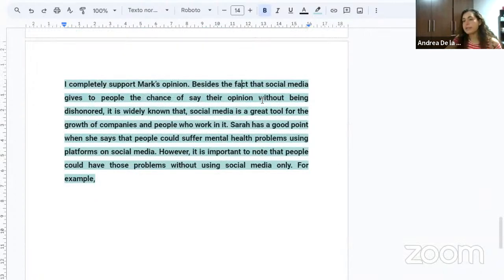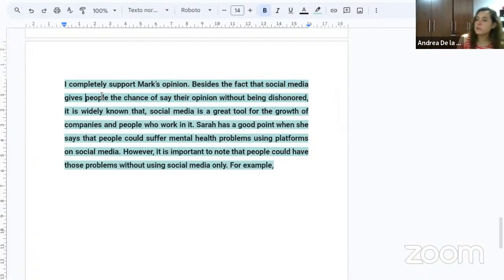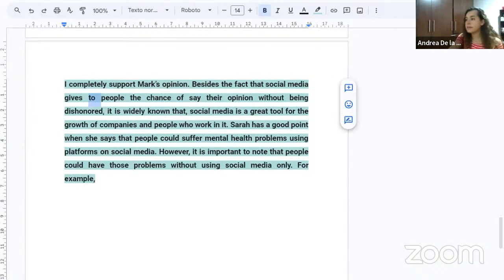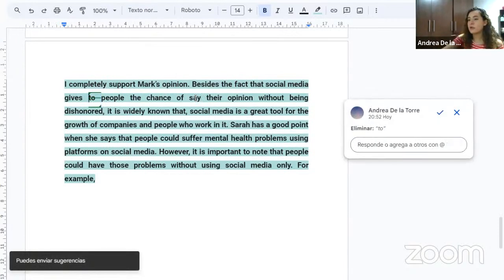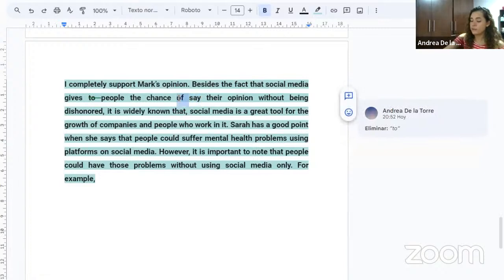Okay, so Natalia says, I completely support Mark's opinion, yeah? Besides the fact that social media gives people the chance of saying their opinion without being dishonored. Bien, exacto, esto es lo que dice Mark, ¿no? Social media has given a voice to people. Entonces, social media gives people, el verbo give no necesitamos el tú, I give you, you give me, it gives people the chance of saying their opinion, of expressing, siempre después de una preposición como of, about, with, on, creo que esa zona, about, I'm forgetting one, I'm pretty sure, for, of, for, about, with, on.